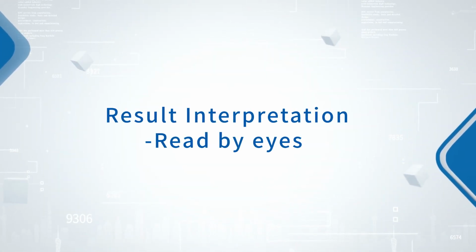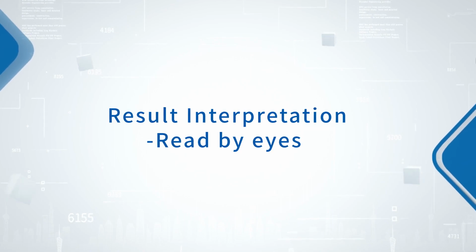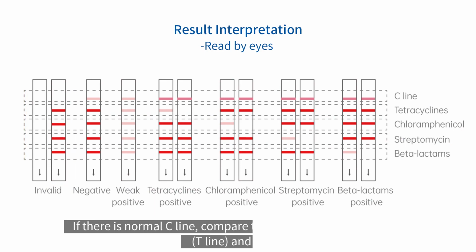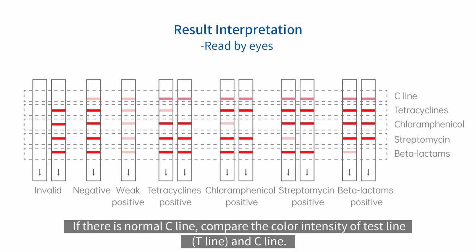Result interpretation. Read by eyes. Check whether the top control line is present. If there is no visible C line, the test is judged as invalid. If there is a normal C line, compare the color intensity of the test line and the C line.